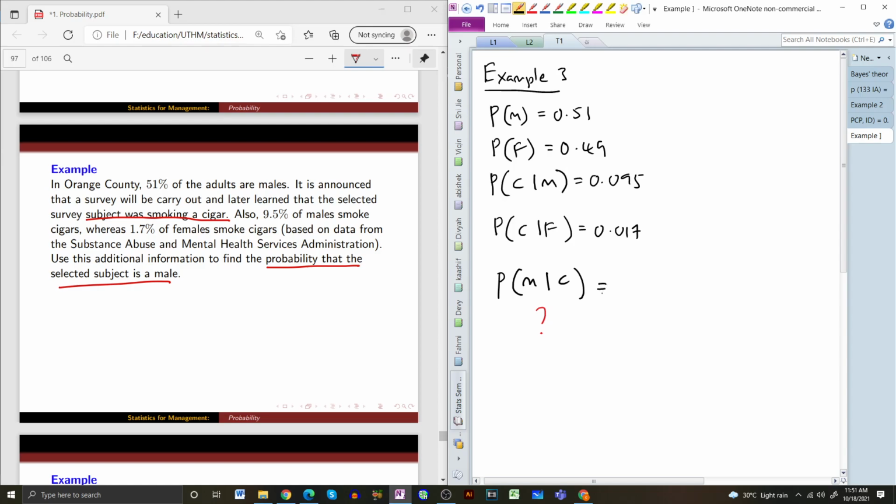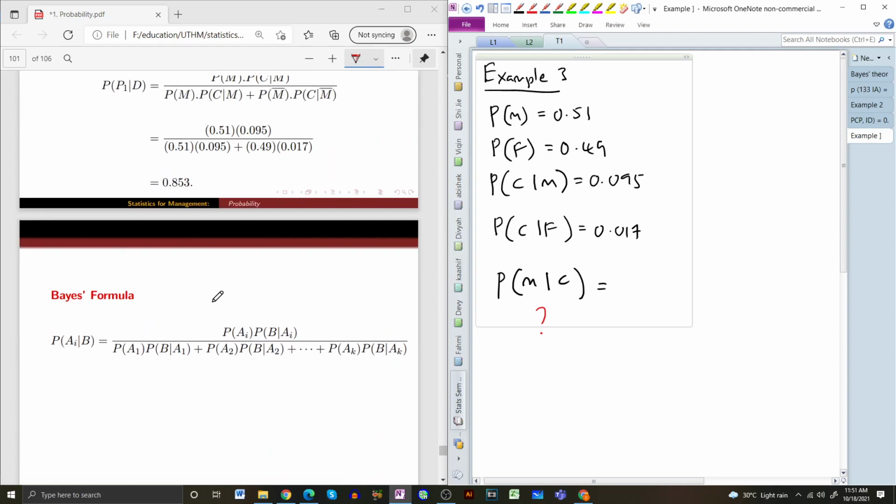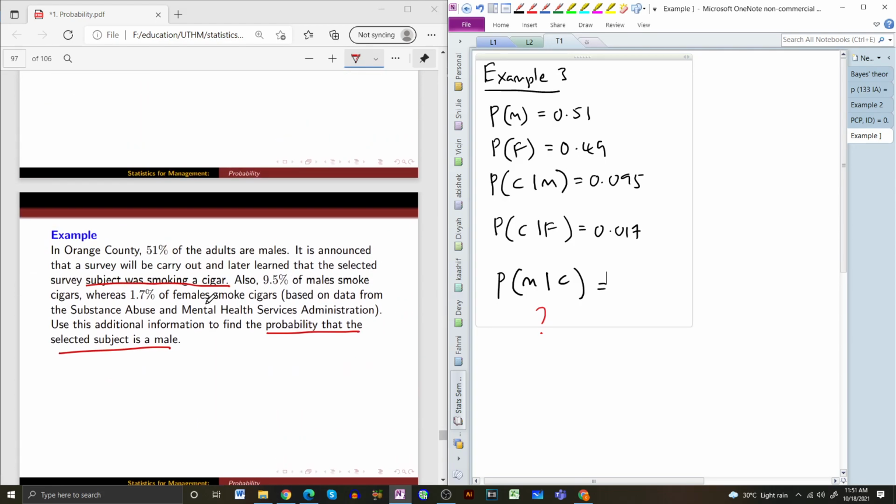Okay, I give you some time, try to answer this. This would be the last example, I guess. After that we are going for exercise. I give you some time, you try to get me the probability.